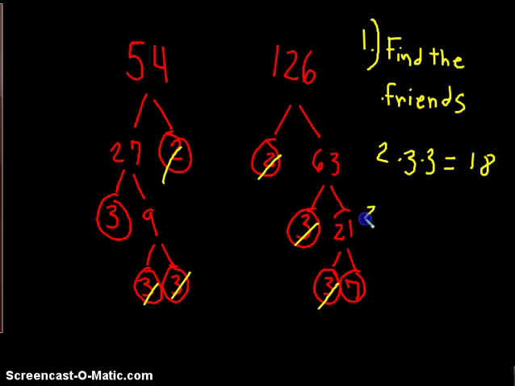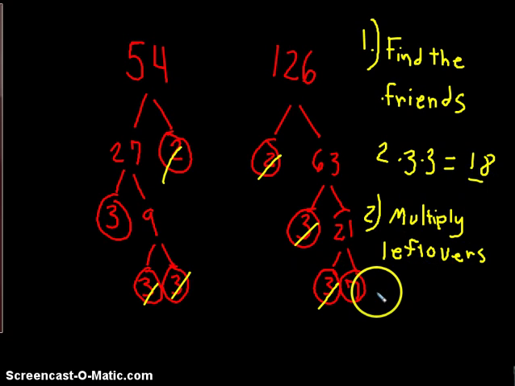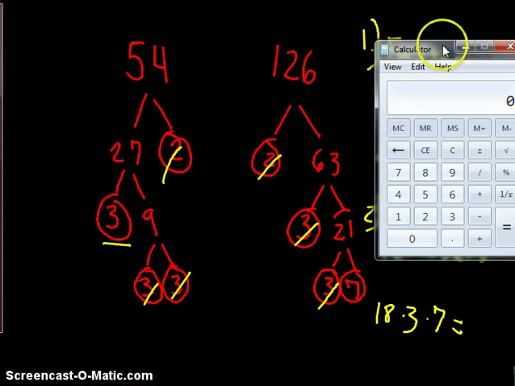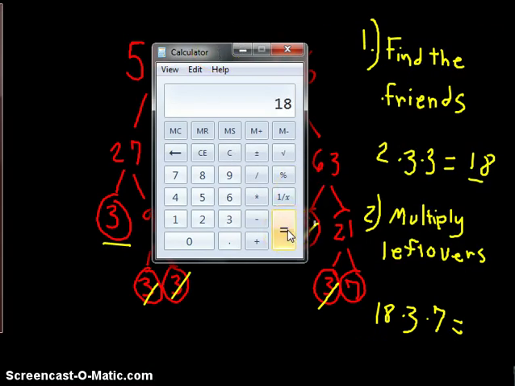The second step for this is to multiply on the leftovers. We multiply the leftovers to the friends. So we start with what we got when we found our friends, in other words, our greatest common factor, 18. And then we multiply the leftovers. Right here we have a 3 as a leftover, and we have a 7 as a leftover. Time for your calculator. It's okay to use your calculator when these numbers get really big. We take 18, which is our find the friends number, times 3 times 7, and we get 378.